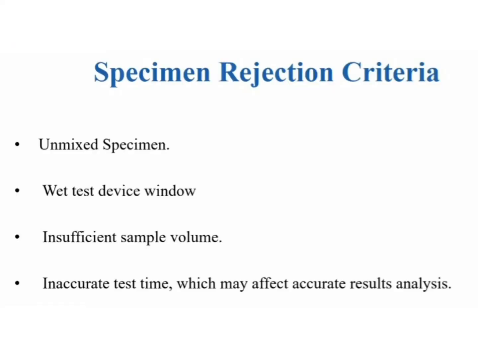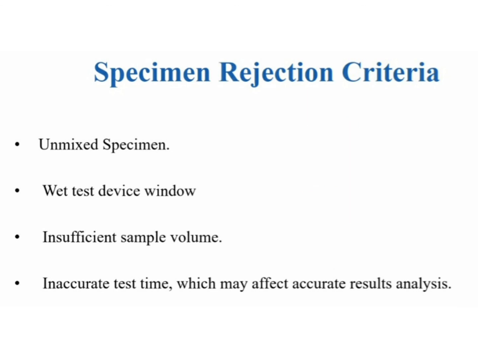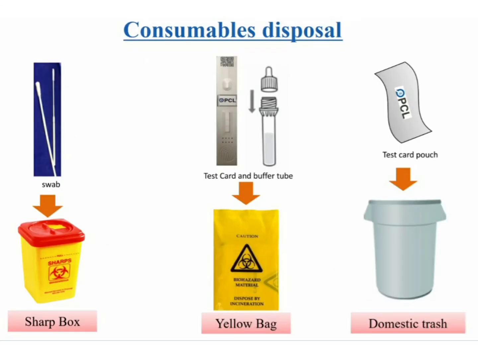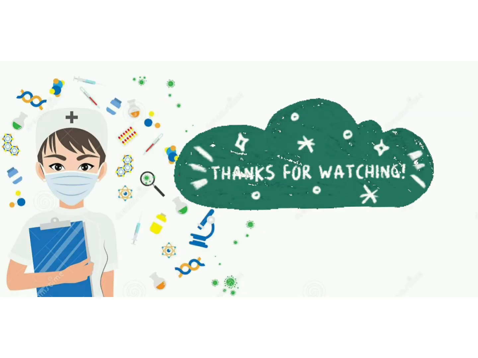For the specimen rejection criteria, we have unmixed specimen, wet test device window, insufficient sample, and inaccurate test time. This is how you will dispose of the consumables. And this is the daily checklist form. Thanks for watching!